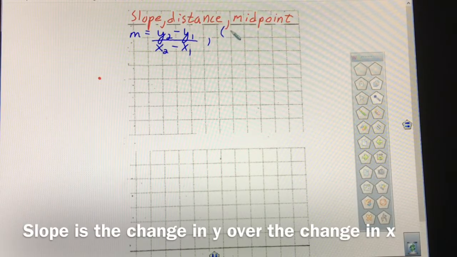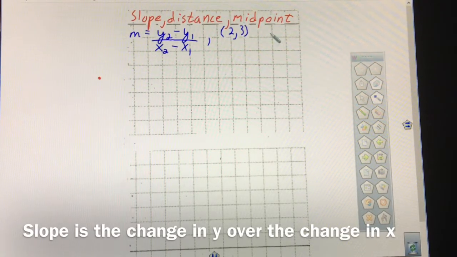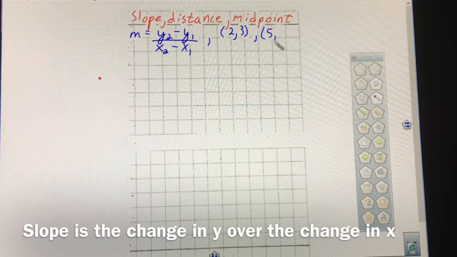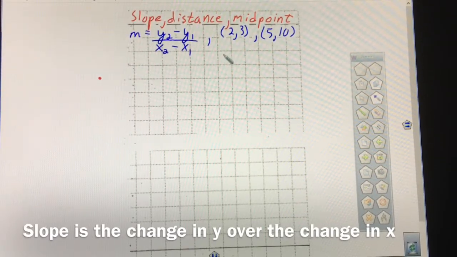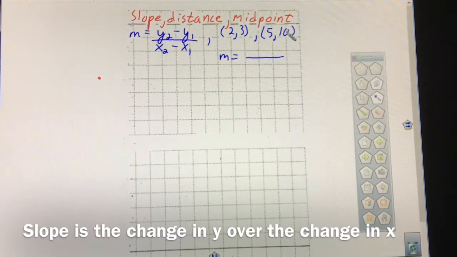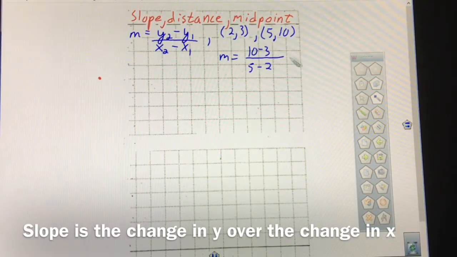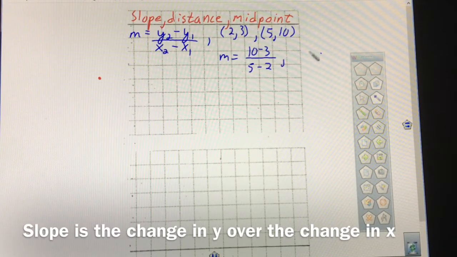So for example, if we have the coordinates 2, 3 and 5, 10, the slope is going to equal the subtraction of the y values. So you do 10 minus 3 on top and 5 minus 2 on bottom. And that's going to give you, lo and behold, 7/3.